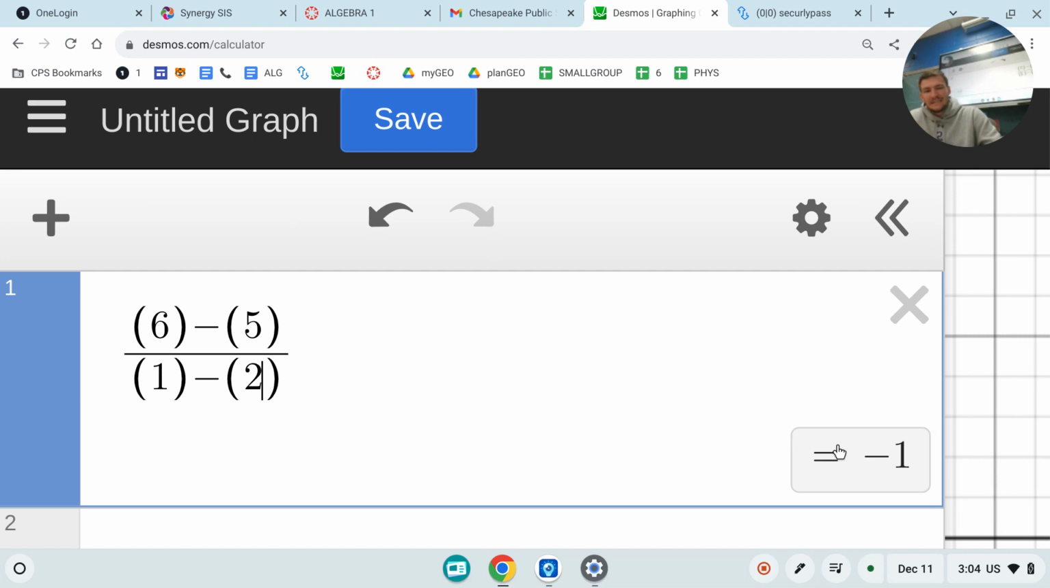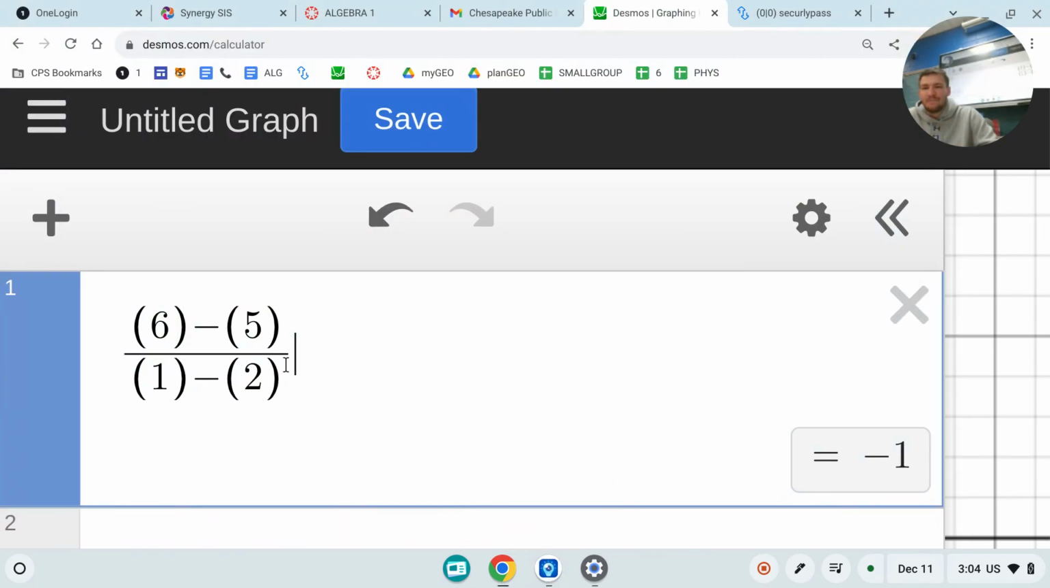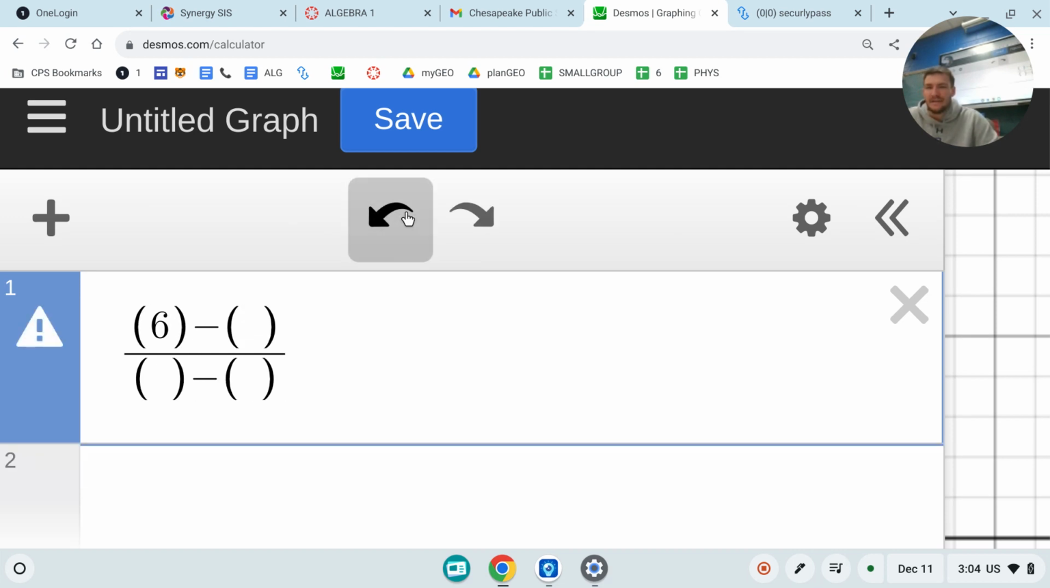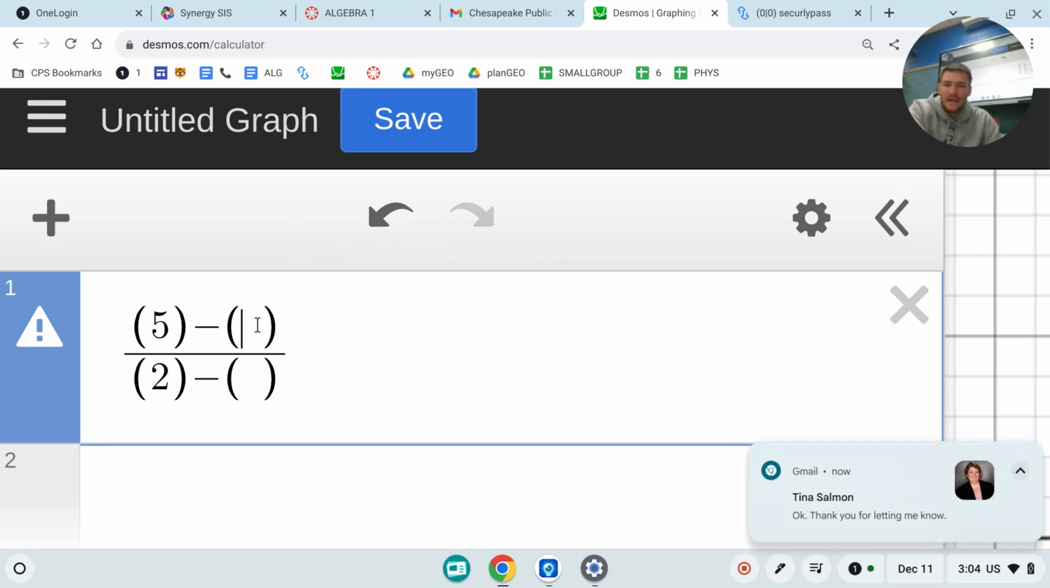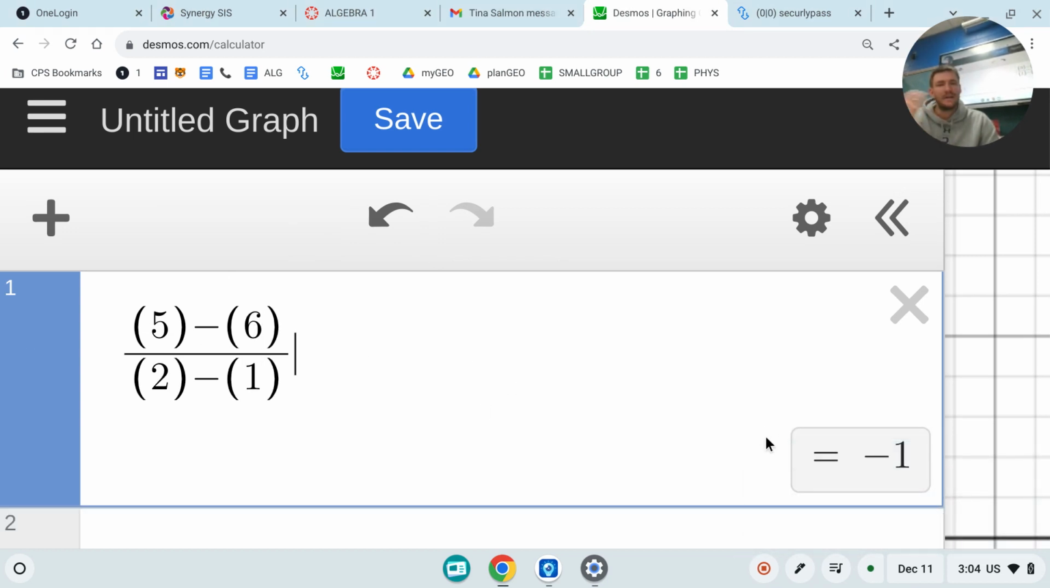Desmos says -1. So the slope is -1. And no matter what choices we make, even if we put the 6, watch, I'm going to hit the undo button. Even if we did it differently, and I put the 5 on top of 2, then the 6 on top of 1, we ended up with the same thing.